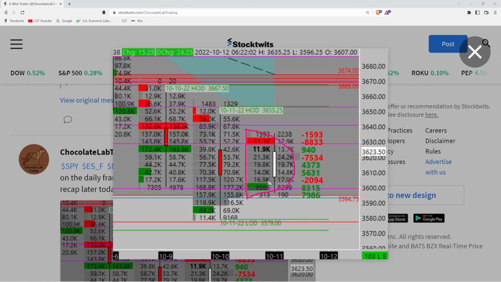We know that FOMC minutes is going to be released today at 2 p.m. market time. As of time of recording, it is 12:24. We'll touch on it in a little bit, but I said don't be surprised if, once we open the session, we continue this D-shaped profile.